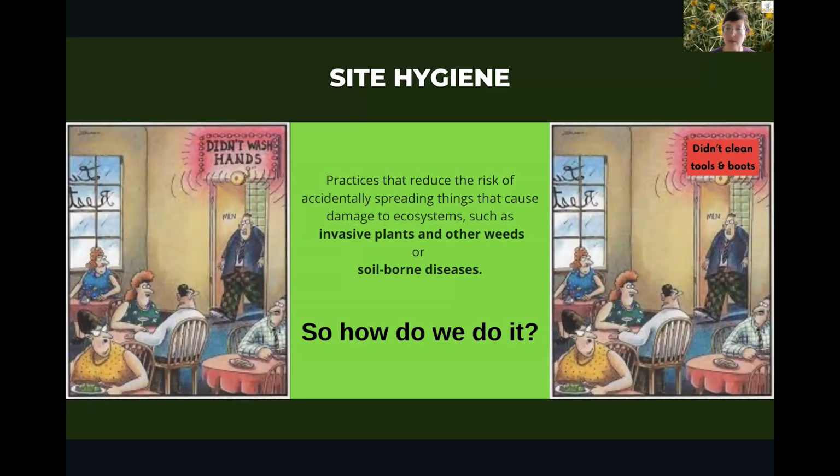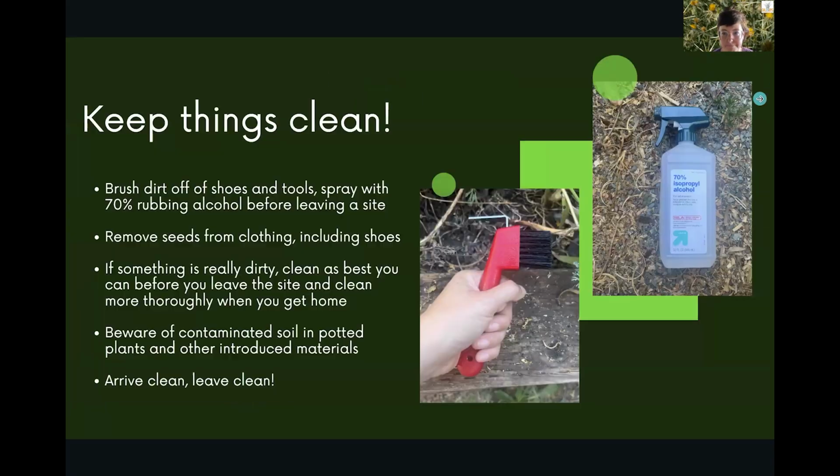So how do we do this? How do we do site hygiene? We do it, unsurprisingly, by keeping things clean. So that essentially means scraping and then spraying. So first you want to brush the dirt off your shoes and tools, and then you spray it with a 70% rubbing alcohol spray before you leave a site.